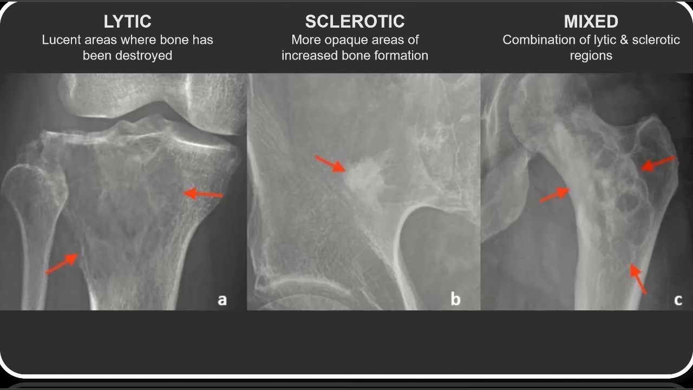In the middle is a sclerotic lesion where there is increased bone formation from metabolic diseases, infections, or tumors. On the right is a mixed lesion where we have both actions happening across the bone. This is from a patient with fibrous dysplasia.